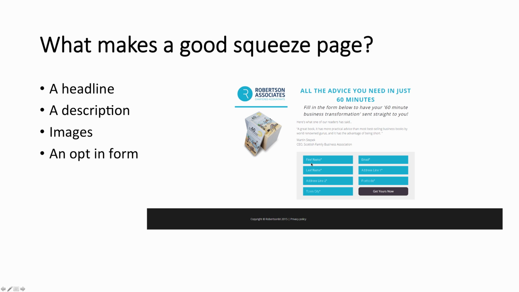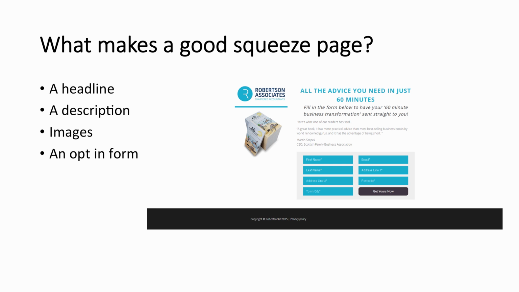And I've got the actual form. The opt-in form is where I put my details in. Here I've got first name, last name, email. It's also asking for my address as well, which is good because it's something that's going to get sent out in the post. So therefore, they need my address.